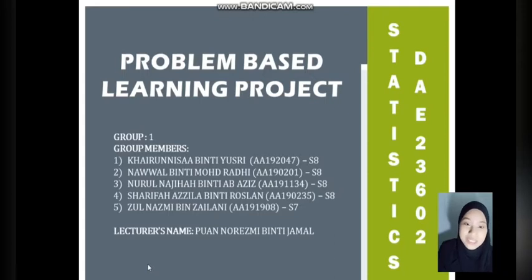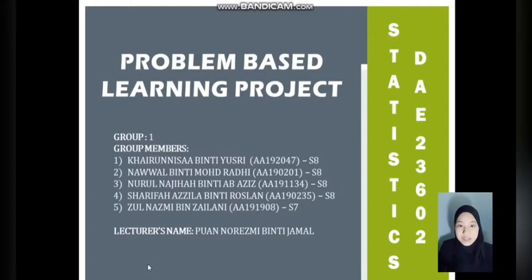Firstly, my name is Harnisa binti Sri, my matrix number is AA193047 and I come from section 8. Second, Nawal binti Muhammad Radi. Third, Nurul Najihah binti Abah Aziz. Fourth, Sharifah Azila binti Roslan, and lastly fifth, Zul Nazmi bin Zailani.